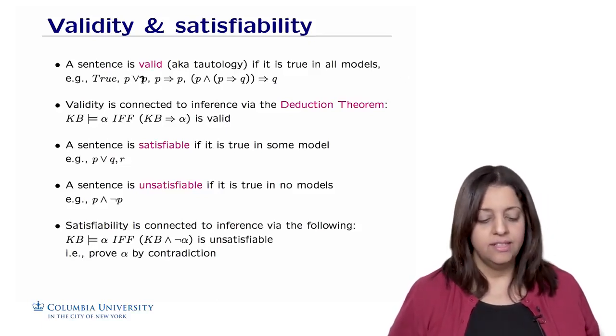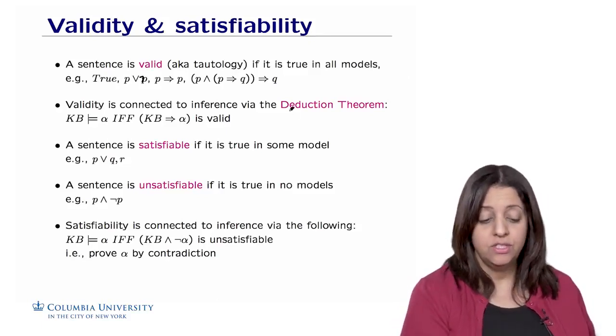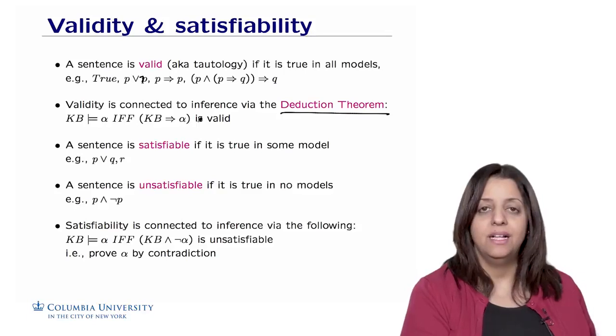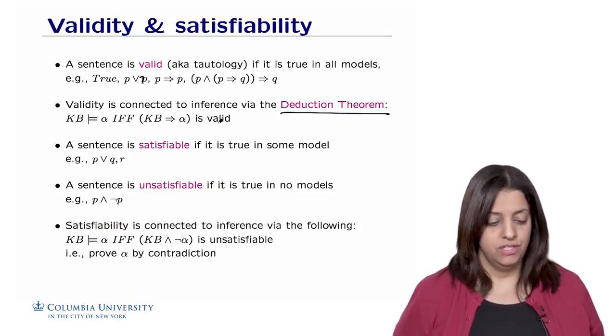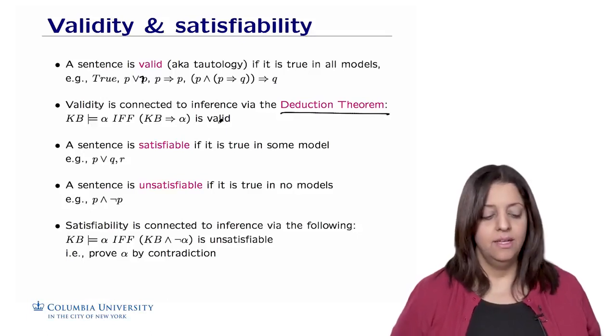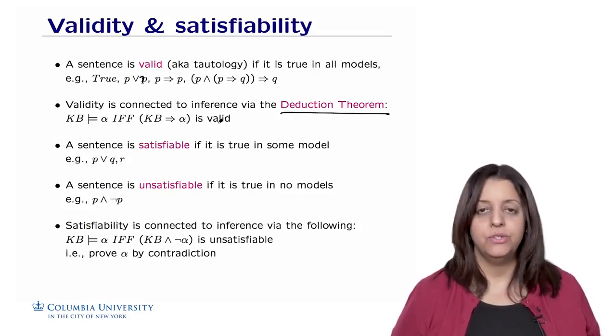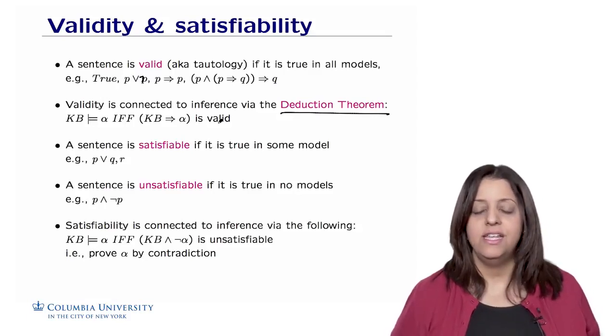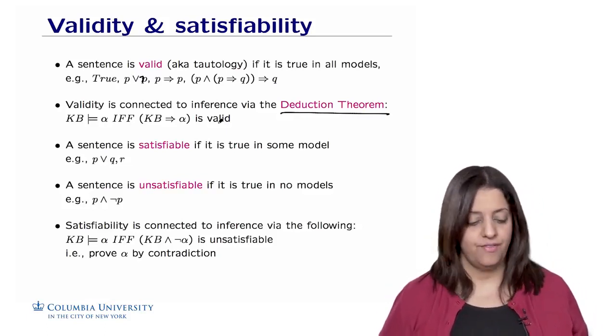Validity is connected to inference via what we call the deduction theorem, in which we say that KB entails alpha if and only if KB implies alpha is a valid proposition. A sentence is satisfiable if it is true in some model, for example, P or Q. P or Q is a contingency, and it could be satisfiable in some model. R by itself, a simple proposition, could also be satisfiable.